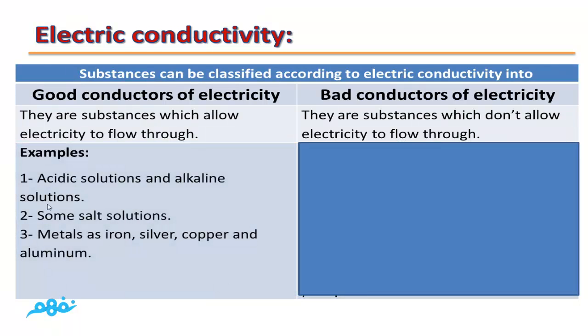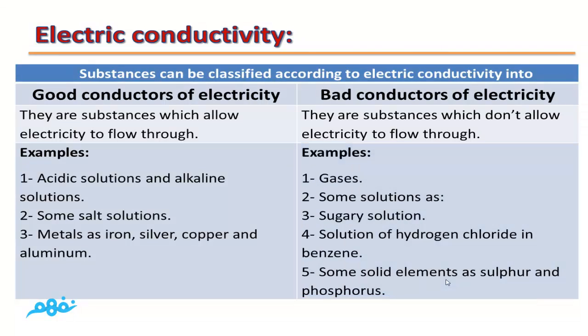Examples: acidic solutions and alkaline solutions are good conductors of electricity. Acidic solutions are liquids which change the color of litmus paper into red, and alkaline solutions are substances which change the color of litmus paper into blue. Both of them are good conductors of electricity. Some salt solutions are good conductors of electricity. Metals such as iron, silver, copper, and aluminum are good conductors of electricity.